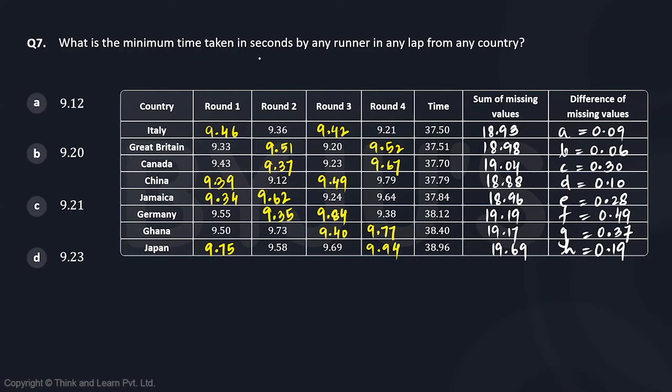What is the minimum time taken in seconds by any runner in any lap from any country? So if we look at the entire table, the fastest runner we find is 9.21 so far. We do have 9.20 also. Do we have anybody faster than him? So we do have 9.12 also. So 9.12 is the smallest value, so we don't have to check further. So option A will become the answer.